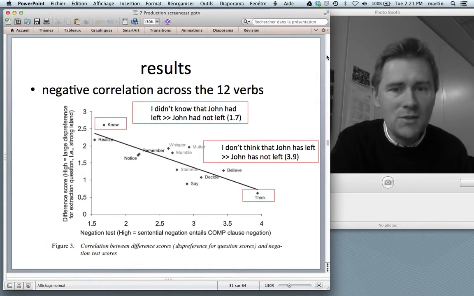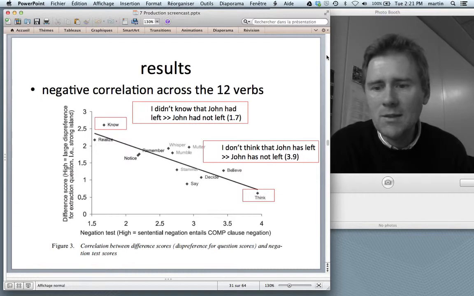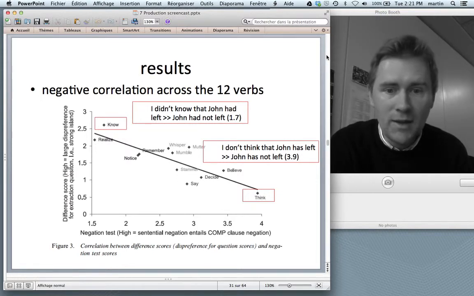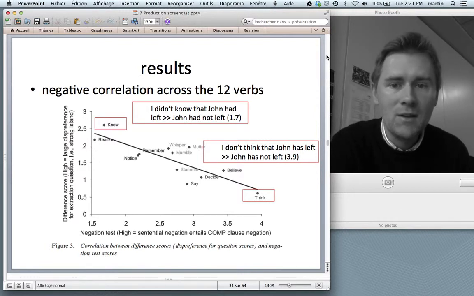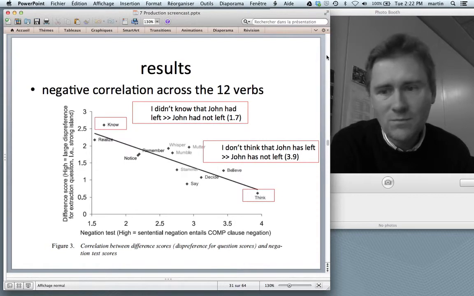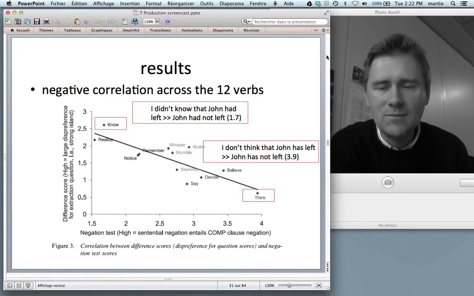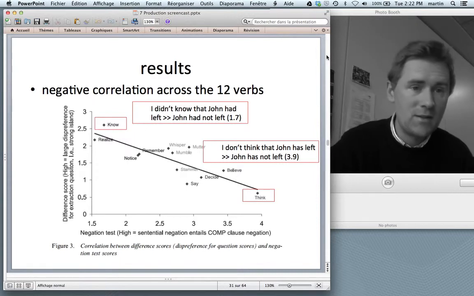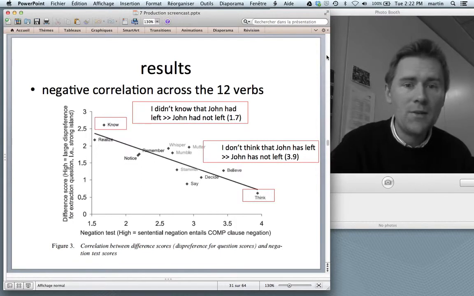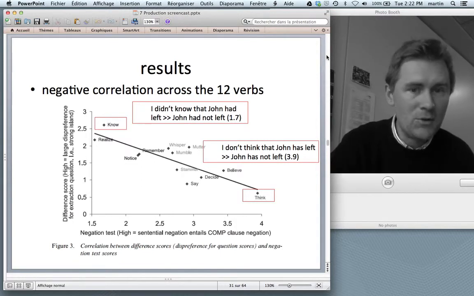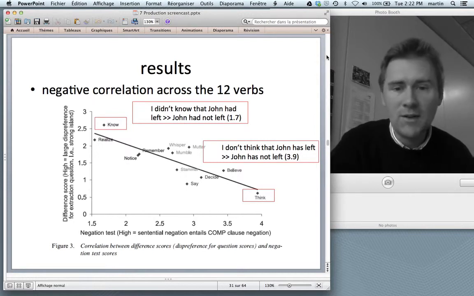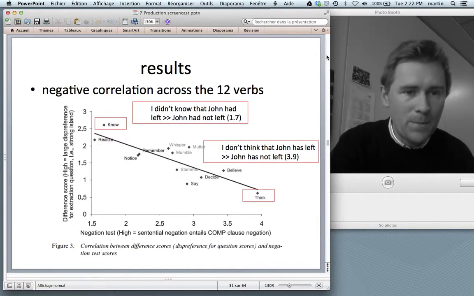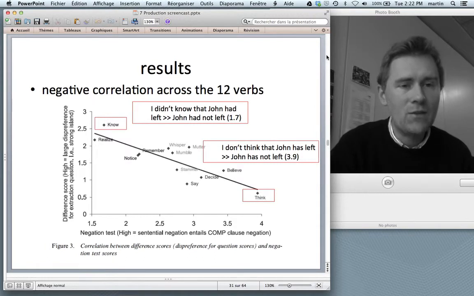Also, if you plot the results for all individual verbs, you see this negative correlation. So for instance, know has a low rating in the negation test. So when you say, I didn't know that John had left, it does not imply that you mean John had not left. And the difference score is high, so there's a large difference between the acceptability of a declarative sentence and the acceptability of a corresponding question. Now with think, I don't think that John has left, that leads people to think, okay, this person means John has not left, so it has a high score on the negation test, but it has a low difference score, meaning that declarative sentences with think and questions with think are just as fine, right?